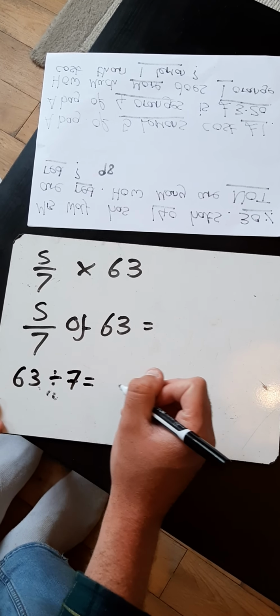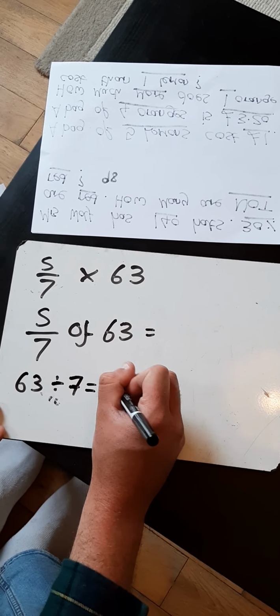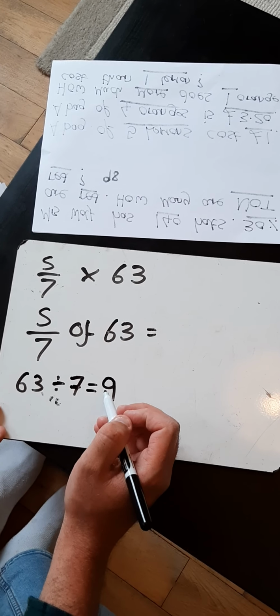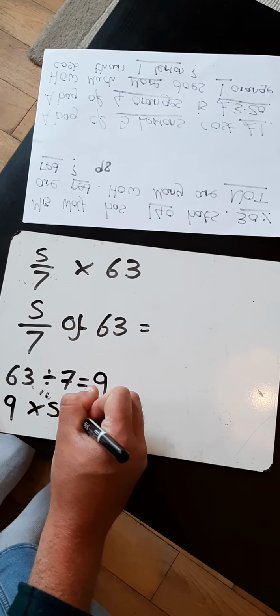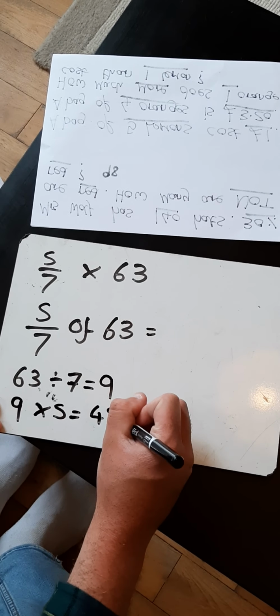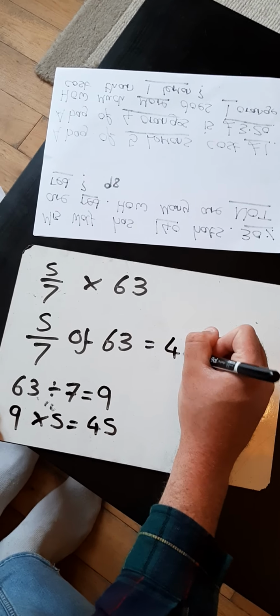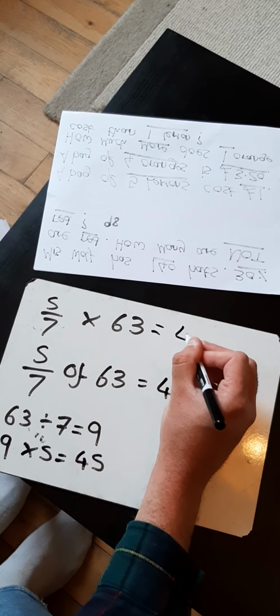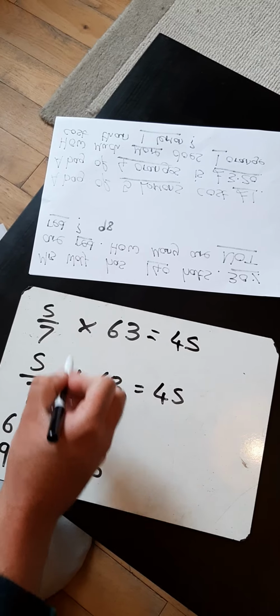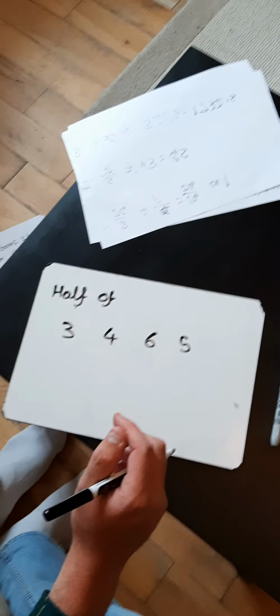And we know that 63 divided by 7 from our times tables gives us 9. And then we times the 9 by our numerator. So 9 times 5 gives us 45. So we know that our answer is 45. So 5/7 of 63 equals 45. And that would be the same up here. It's just written in a different way.